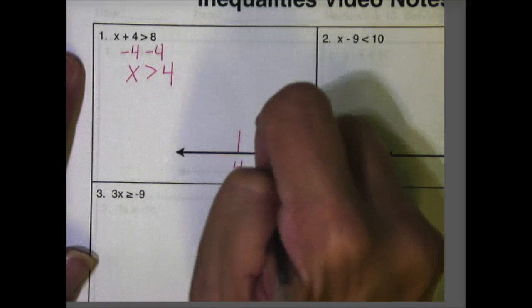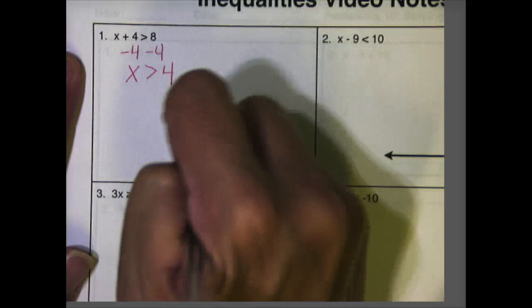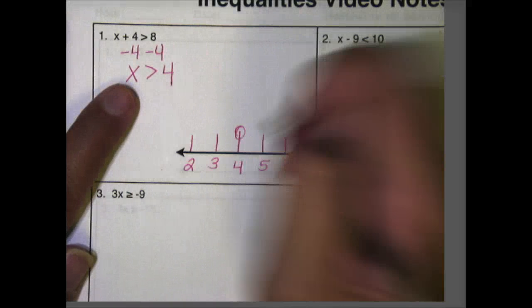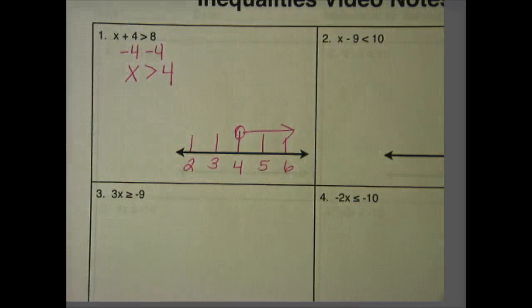So we'll make our number line. Greater than is an open circle. Everything to the right of 4 is greater than 4.